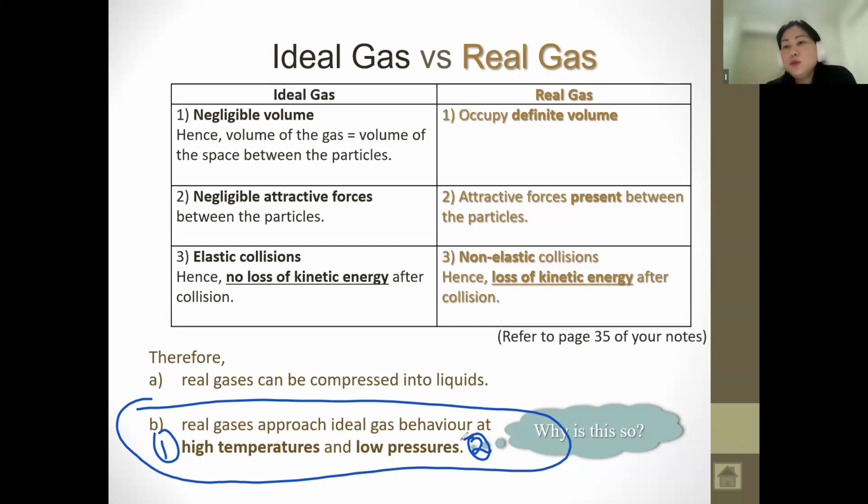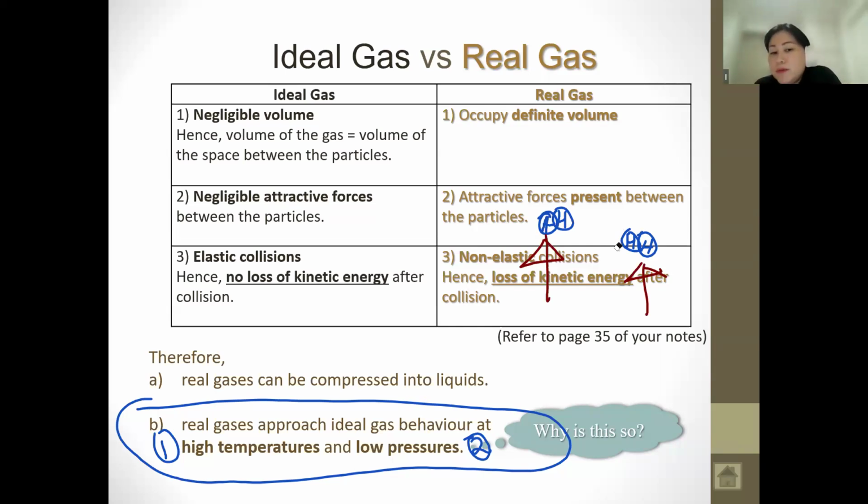Okay, let me explain to you briefly why. First thing, at higher temperature, the particles are always moving because you have high kinetic energy, right? So in the real gas, what happens is that there are intermolecular forces between the particles. There's attractive force. But if you heat up the particles so much that they move so fast, what will happen is that the high kinetic energy of the particles will cause this to be broken. It will just move away, right? And the forces will be overcome.